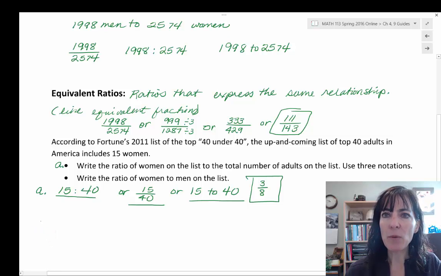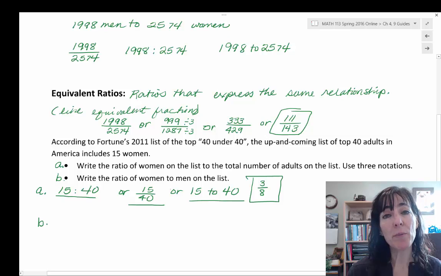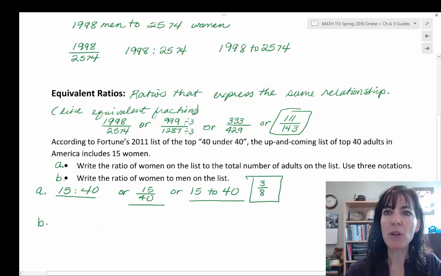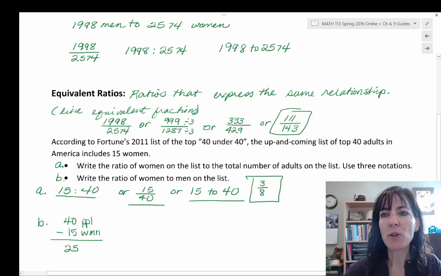Okay, the next thing we want to do, and we'll call this one B, is write the ratio of women to men. Now that's a little different. We were doing women to total people on the list, but if we want to do women to men, we would need to figure out how many men. So if we have 40 people and take away the 15 that we know are women, then we get 25. I'll double check that. 5 and 5 is 10. That gives me 40. So that means there are 25 men.